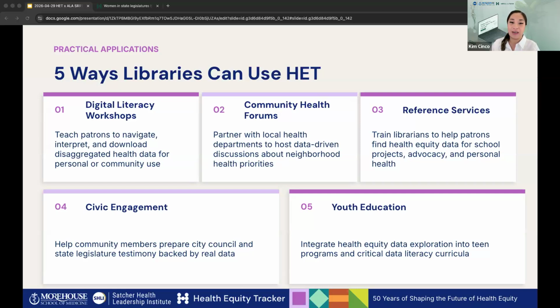And youth education. Health data literacy is a genuinely useful skill. Integrating it into teen programs teaches critical thinking about data in a context that's real and relevant to young people's lives.